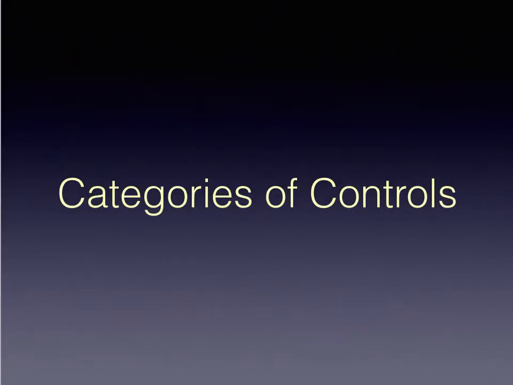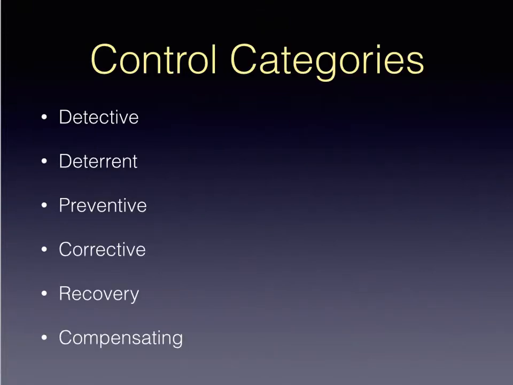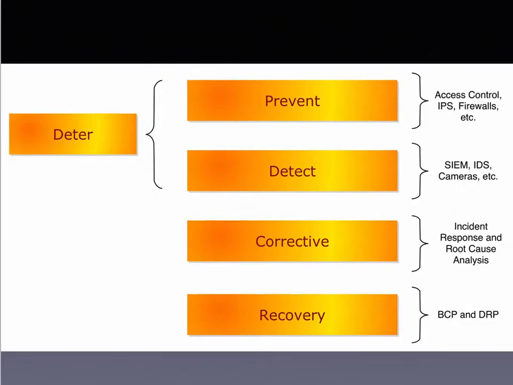Now we're going to move on to categories of controls. The 6 categories that the CISSP organization defines are detective, deterrent, preventive, corrective, recovery, and compensating. Let's use a graphic to walk through these. So deterrence is usually a combination of both prevention and detection.